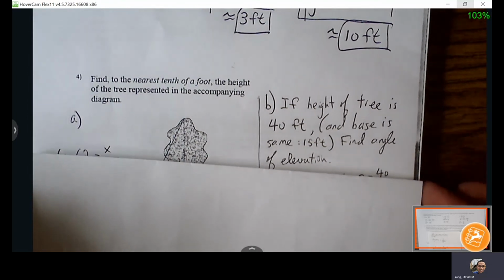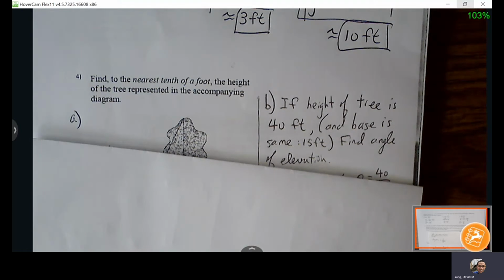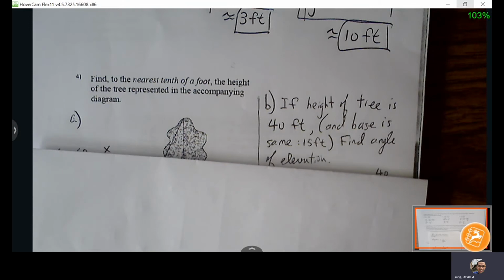Okay, number 4. I have this in 2 parts. The first part is just what the problem says, but the second part says, if the height of the tree is 40 feet, same base, find the angle of elevation. That's part B. Just do part A first.